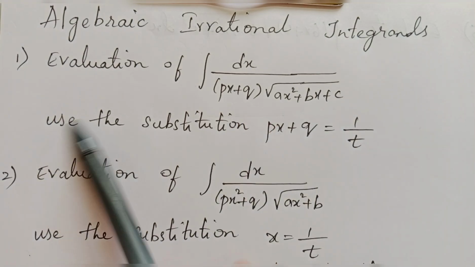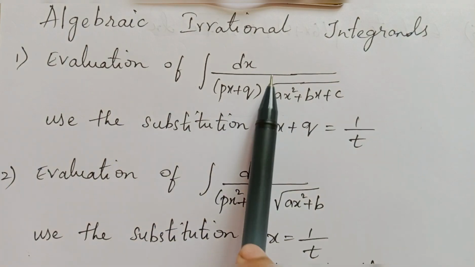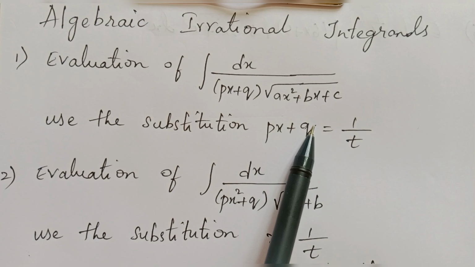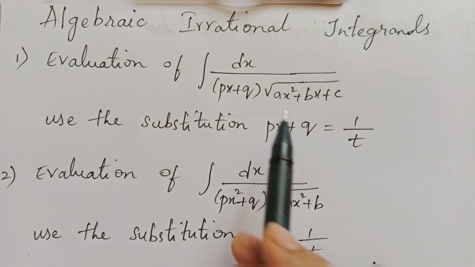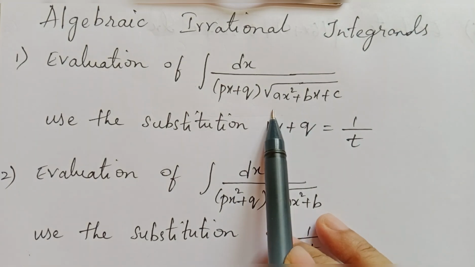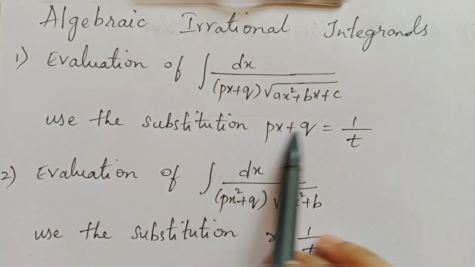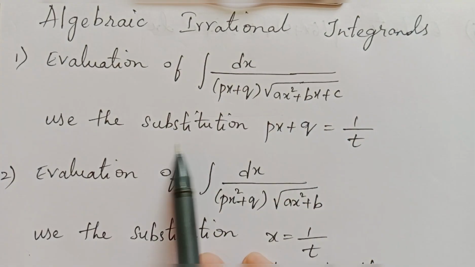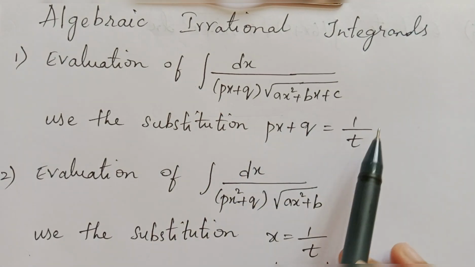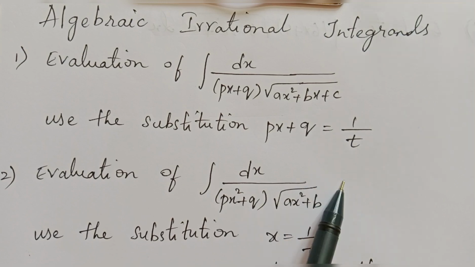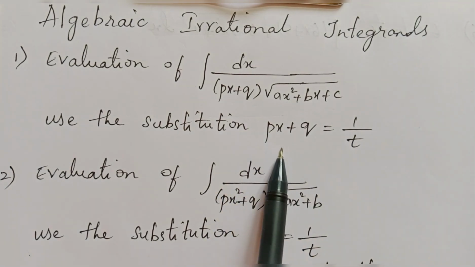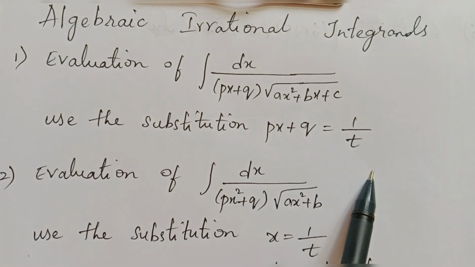So now, the first type of question is the evaluation of the integral dx by (px plus q) into root of (ax square plus bx plus c). So px plus q is a linear function and in the root there is a quadratic function. Whenever we have this type of question, we have to do the substitution that the linear expression should be equal to 1 by t. Again we will differentiate, get the values and substitute in our question. So we consider the linear function equal to 1 by t.